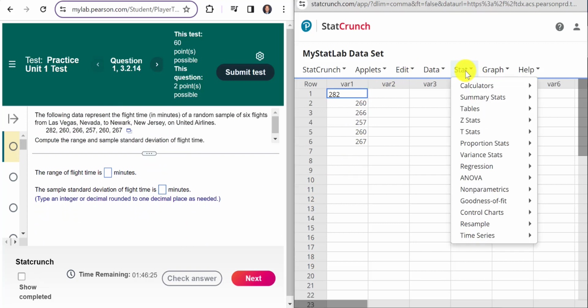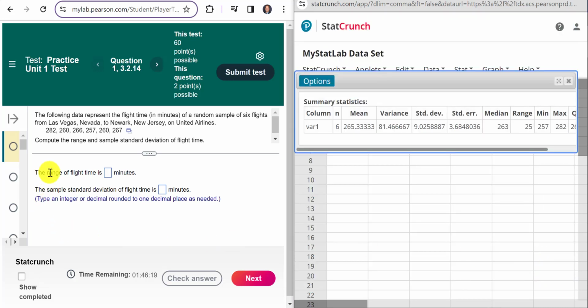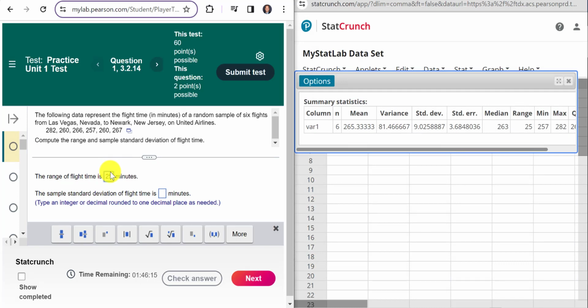Anyway, if you just go Stat, Summary Stats, Columns, and there's one variable stats. I just do the default. So the range is 25. That's the difference between the highest and the lowest. And the standard deviation, it says round to 1 decimal place, so that'll be 9.0. And I think that's all I wanted.